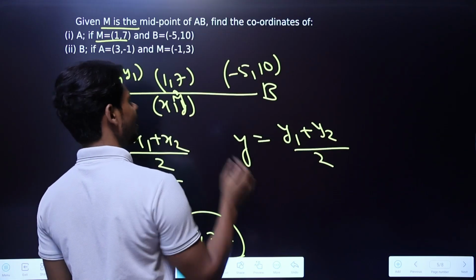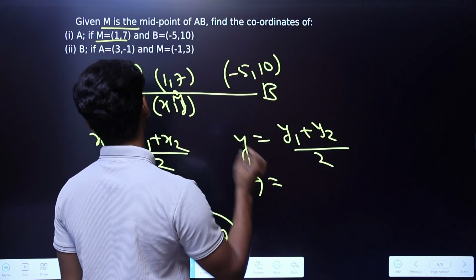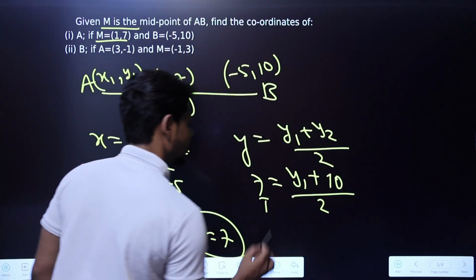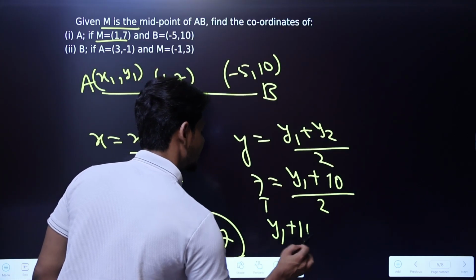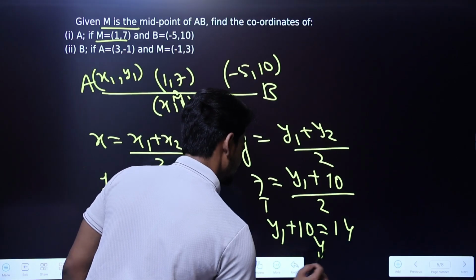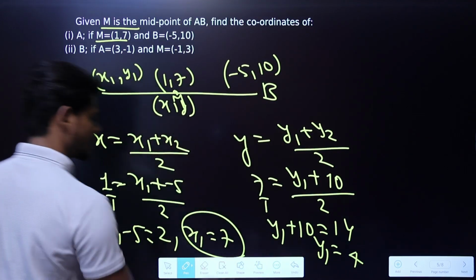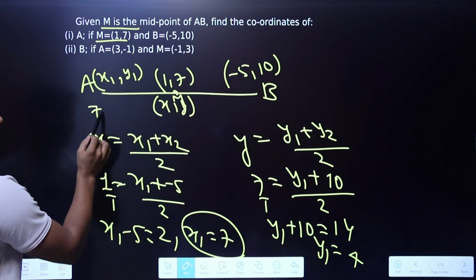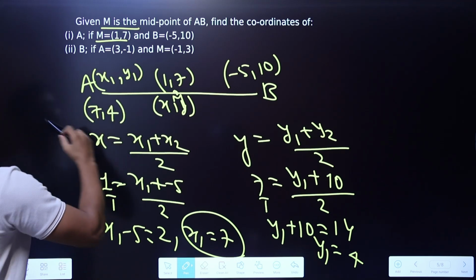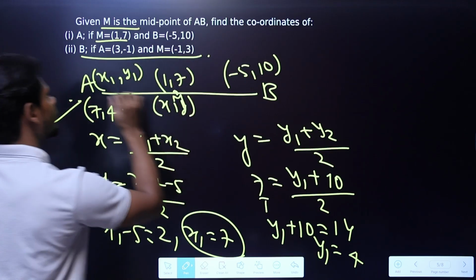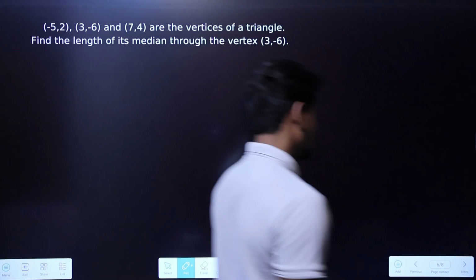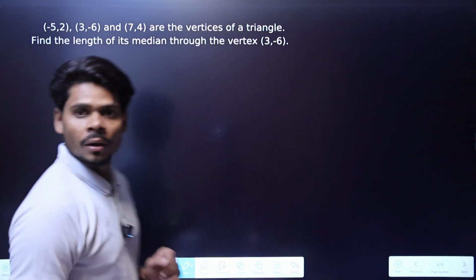Similarly over here y is 7, then y1 is y1 itself, then y2 is 10, divided by 2. Now cross multiply, so y1 plus 10 is equal to 14. So from here y will become 4, right? So the coordinate of A will become 7 comma 4. Similarly you can find the coordinates of B, exactly the same question. Got it? So that question is homework for you.